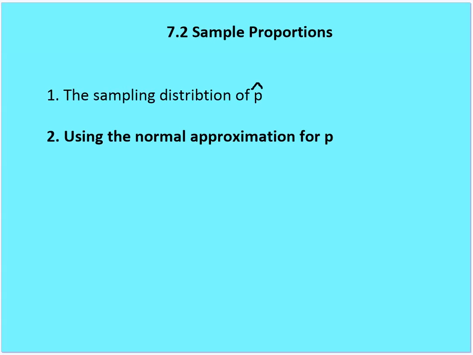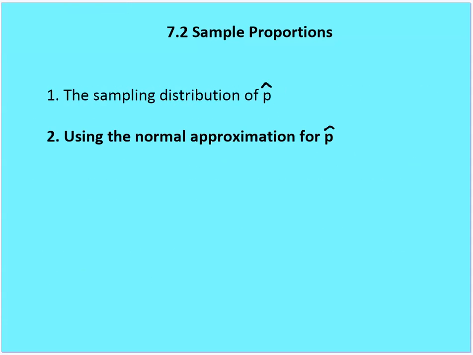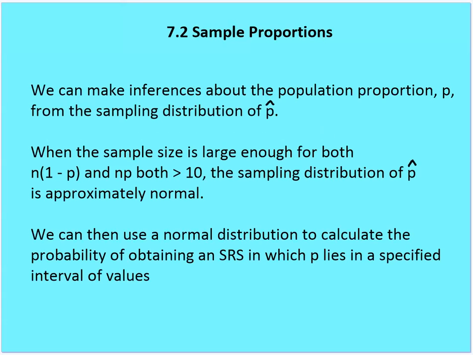Okay, so we're going to skip through this. This will be some of your classwork in class. And we're going to talk about using the normal approximation for p hat. I just had to change this p to the statistic, or the sample proportion. So again, we're going to use a normal approximation for p hat so we can make inferences about the population.